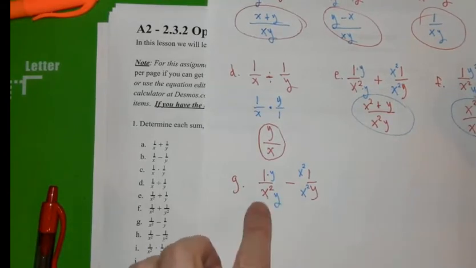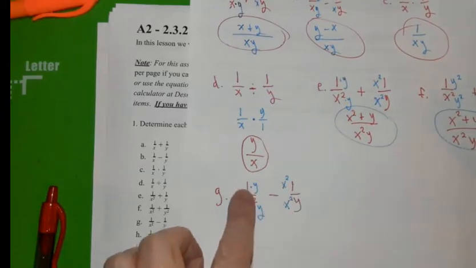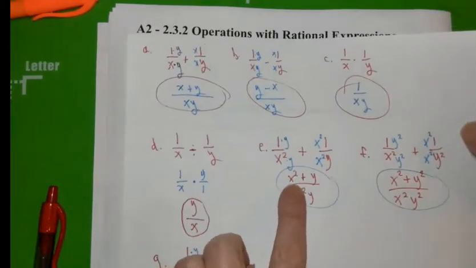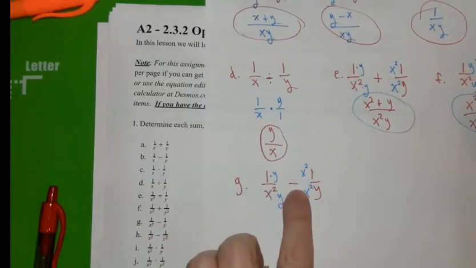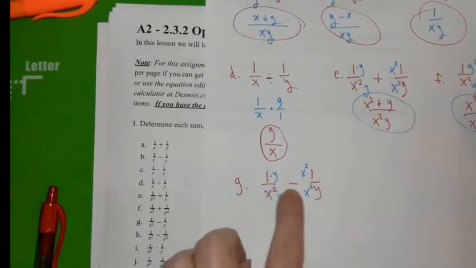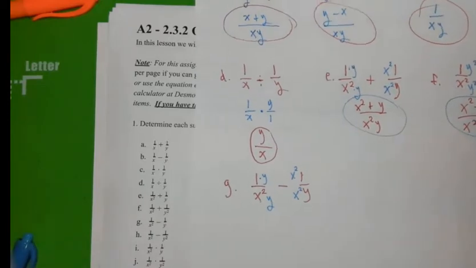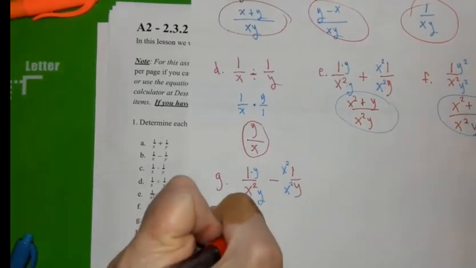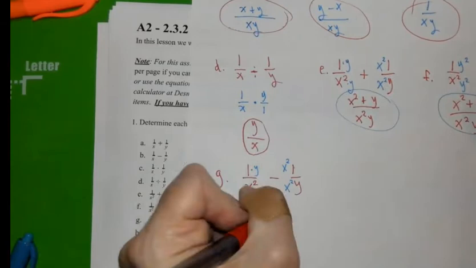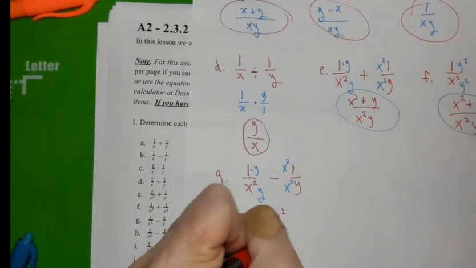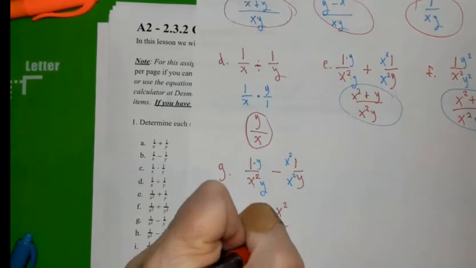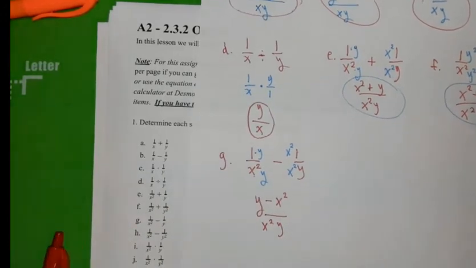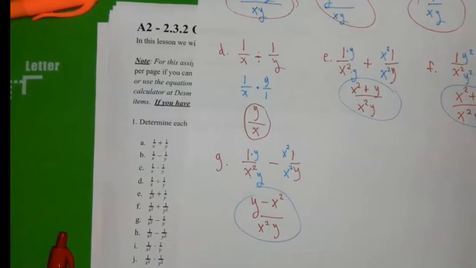The denominators match, but here, you remember on E we switched it around and put the x squared plus y. Well, we can't really do that here. We need the y and then the minus the x squared. So we'll leave that numerator in that order so our sign doesn't mess up. So we have y minus x squared over x squared y. And then again, don't divide anything out.